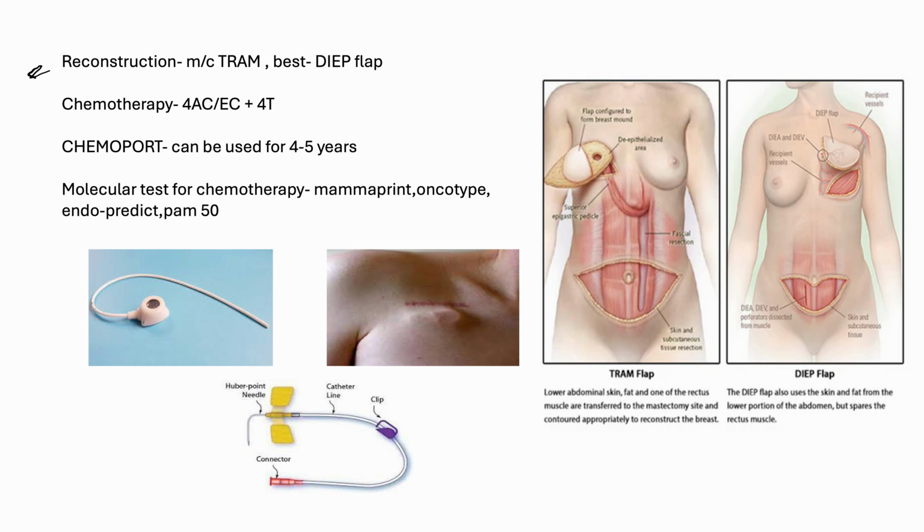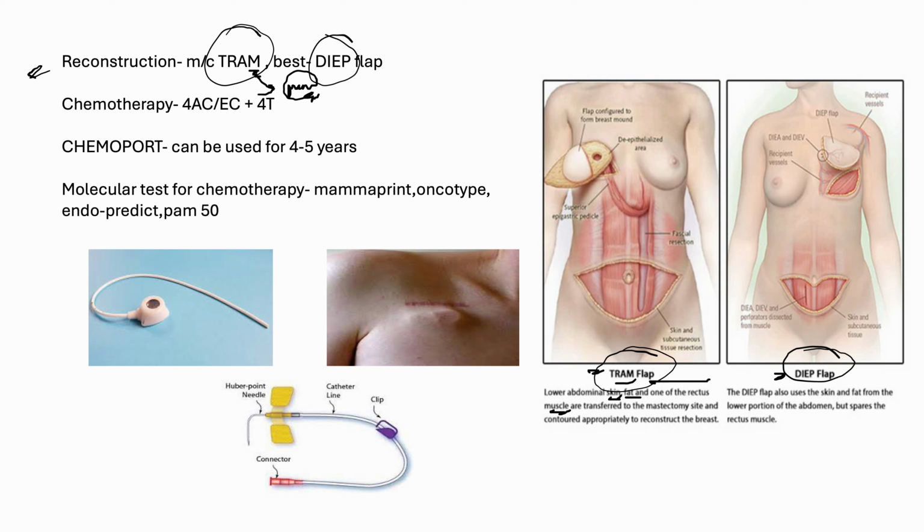Coming to the reconstruction post MRM, you have two options, TRAM and DIEP. Remember, TRAM has M, which stands for the muscle. And in the picture you can clearly see TRAM versus DIEP. TRAM is the transverse rectus abdominis muscle flap. You remove the lower abdominal skin with fat, and one of the rectus muscles is usually used for the flap.